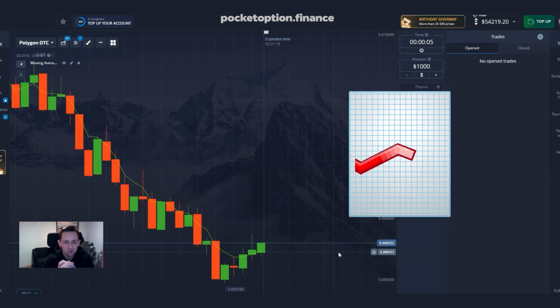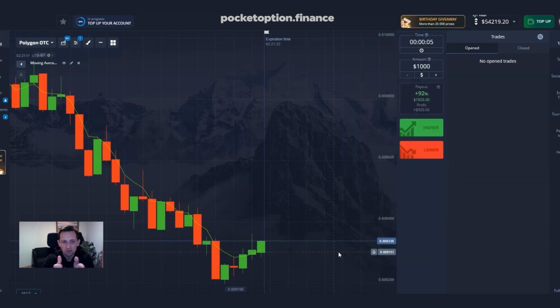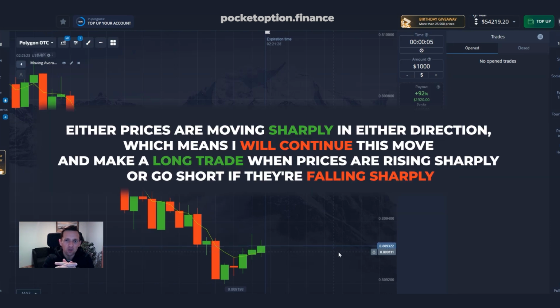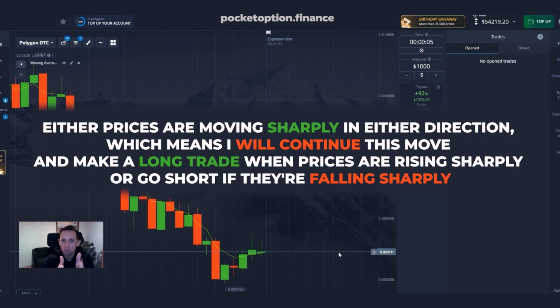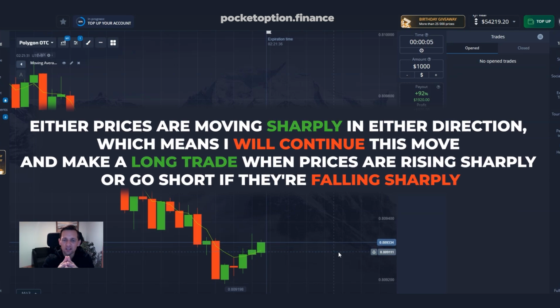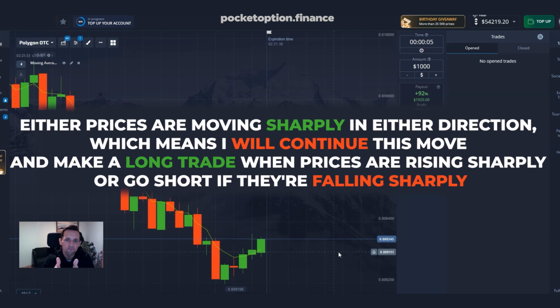So what are my setups? Well, if you are following me, my trade setups are always kind of similar. I base my trade setups on two simple things. Either prices are moving sharply in either direction, which means I will continue this move and make a long trade when prices are rising sharply, or go short if they are falling sharply.